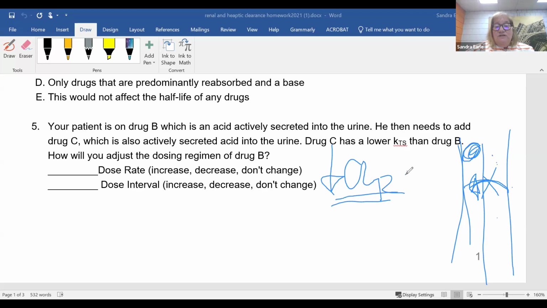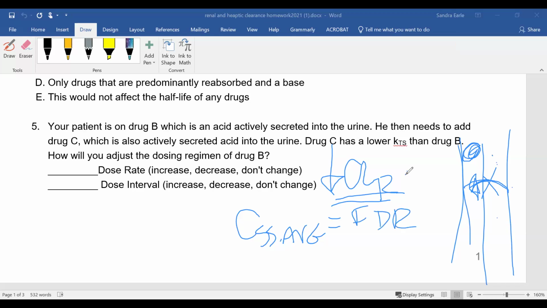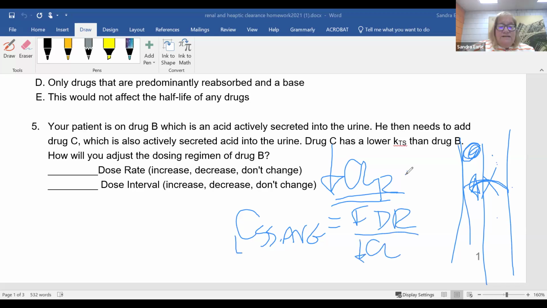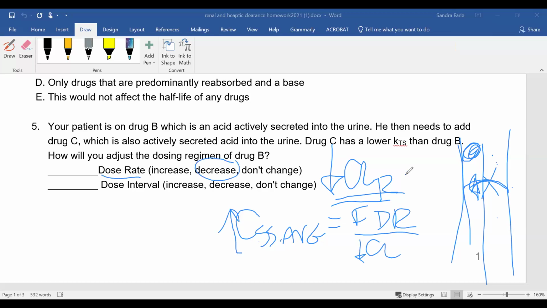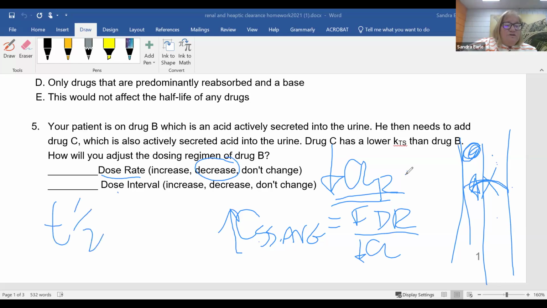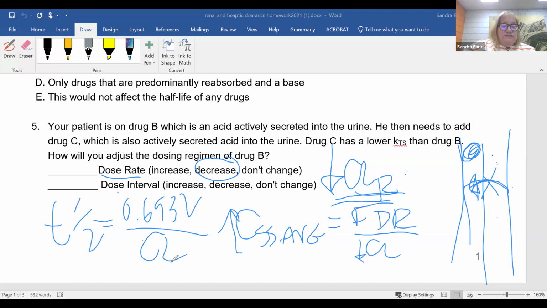And therefore, if there's a decrease in clearance, what's going to happen to CSS average? Increase. Yep. We're going to see an increase in CSS average. So what do you want to do with dose rate? Decrease. Yep. And how about half-life? If we think about dose interval, half-life is going to be 0.693 volume over clearance. What's happened? Our clearance is decreasing. Therefore, our half-life is going to be longer. Therefore, we're going to extend our dosing interval, aren't we?